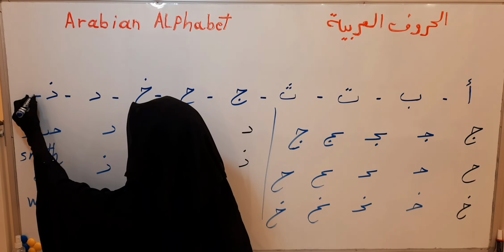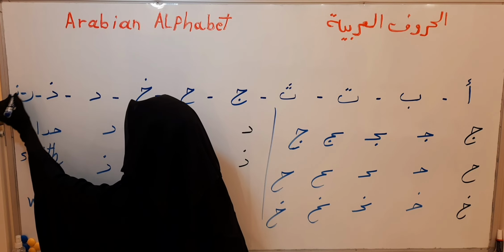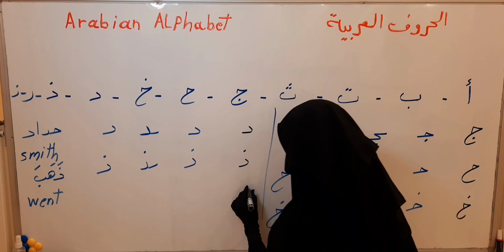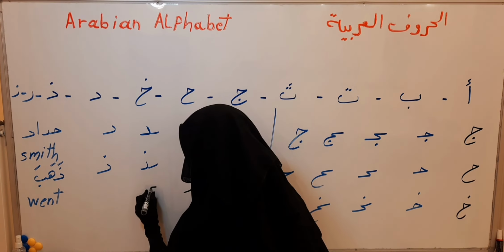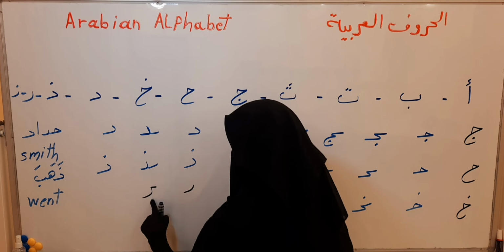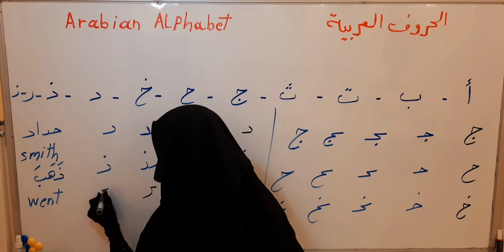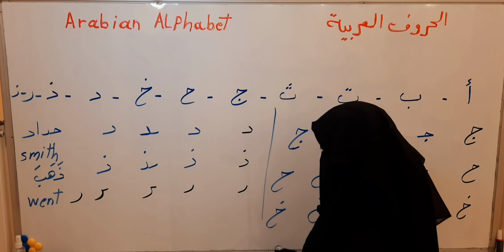Let's say ra and zay. Let's continue. Ra, it is the same. Ra in the first of the word. Ra in the middle of the word. Ra in the last of the word, connectedly. Ra in the last of the word, separately.